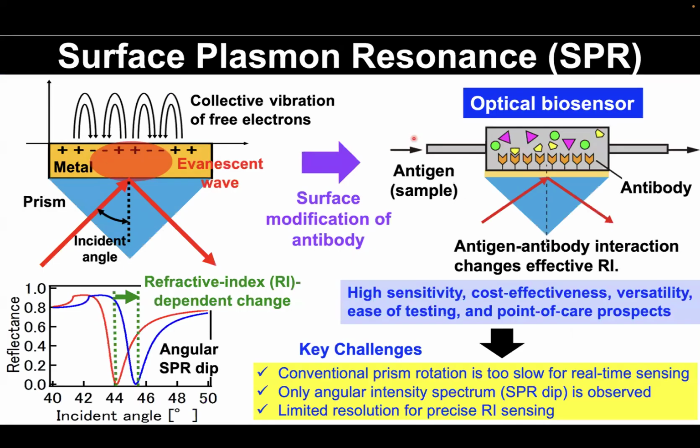Surface plasmon resonance, or SPR, is a representative optical sensor of refractive index. In SPR, when a monochromatic laser light is incident into the glass prism covered with a thin metal film near the total reflection angle, the induced evanescent wave is coupled with the collective vibration of free electrons, namely surface plasmon. So this results in the conversion of light energy into the surface plasmon energy.